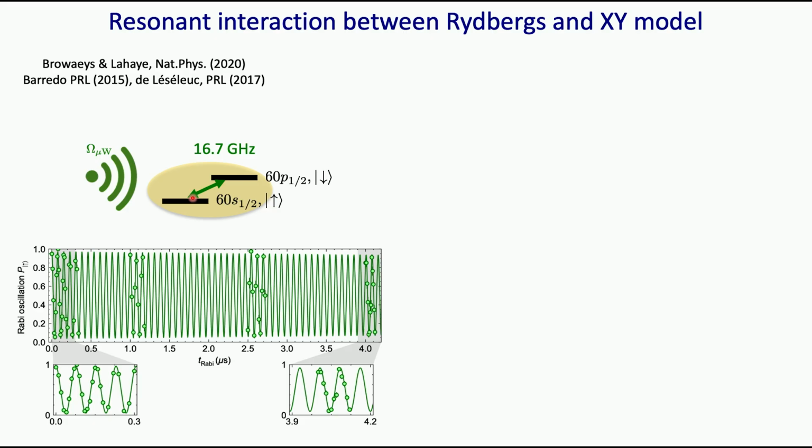Because there is a strong dipole matrix element. So this is an example of Rabi oscillations on this microwave transition around 17 gigahertz, and this is done on a single atom. As you can see, there is nearly no damping. So you can manipulate those Rydberg states with a high fidelity, at least at a single particle level.